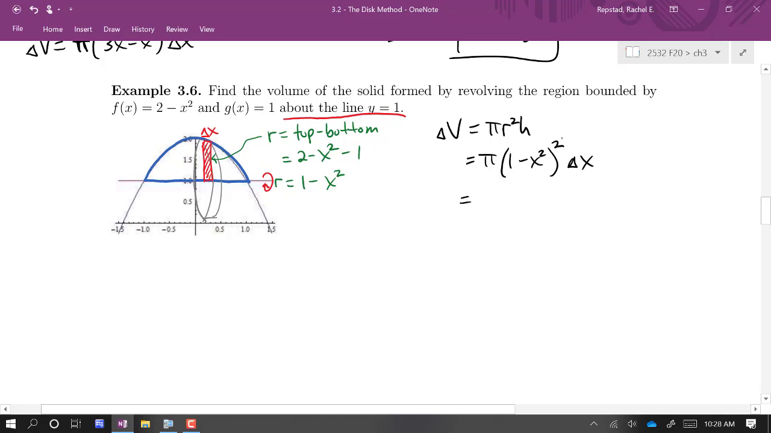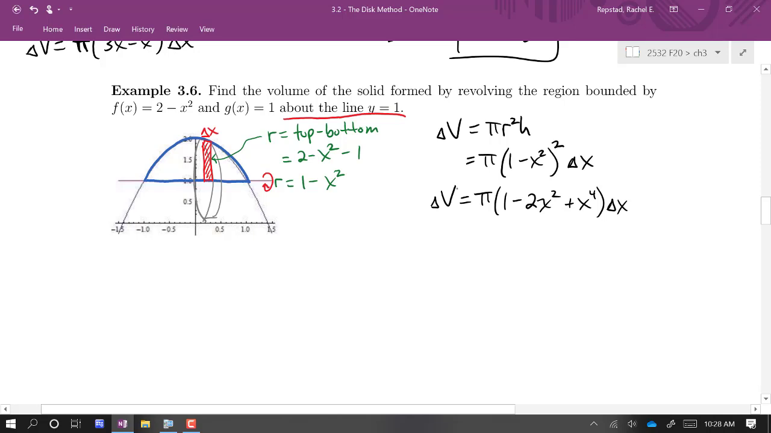Now I know that we're going to be integrating this. So when I think about approaches to integrating something that looks like 1 minus x squared, what we're going to do is just FOIL that out so we have a nice polynomial that's expanded. I'm going to do that right now in this expression. So 1 minus 2x squared plus x to the 4th, delta x.